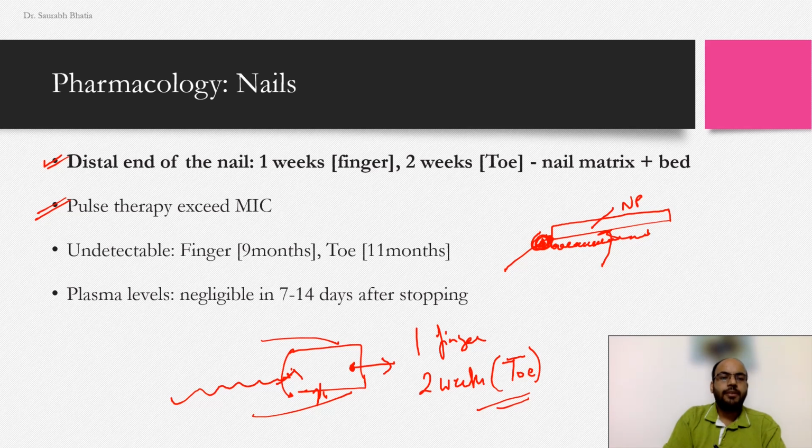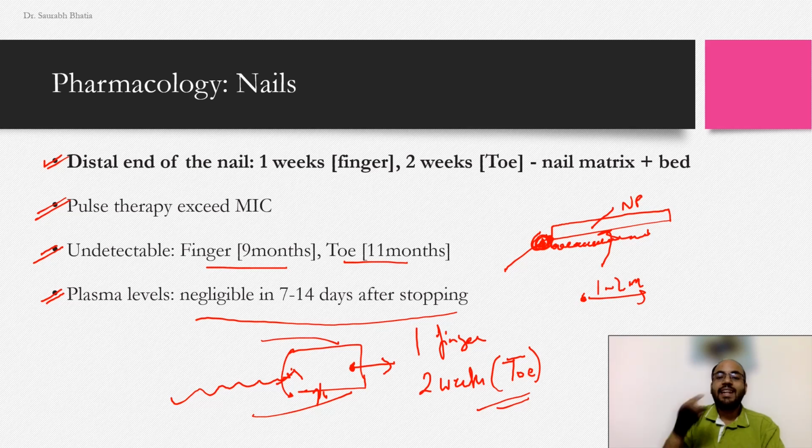When you stop itraconazole, it becomes undetectable in fingernails in about 9 months after stopping, and in about 11 months in toenails. The reason why it takes longer in toenails is because toenails grow slower as compared to fingernails. Okay, and plasma levels are negligible in 1 to 2 weeks after stopping. So if you stop, plasma levels will go negligible in 1 to 2 weeks, while it will take 9 or 11 months to go out from the nail. That's why it becomes a very good drug when you're treating onychomycosis. Okay.